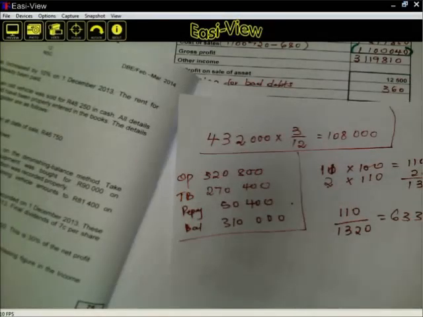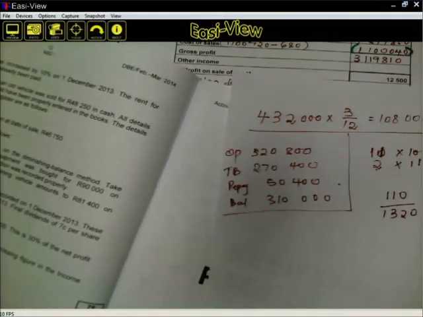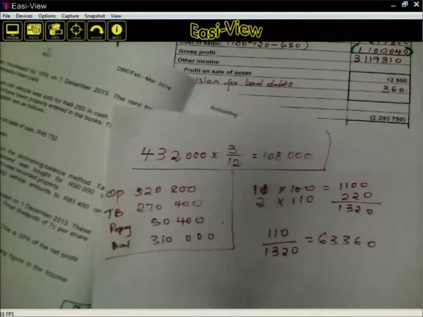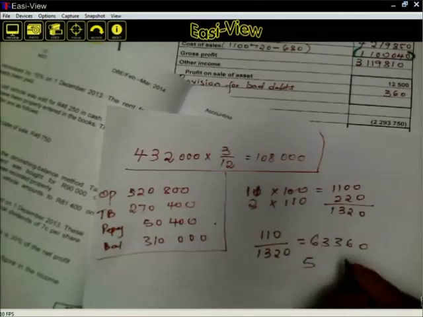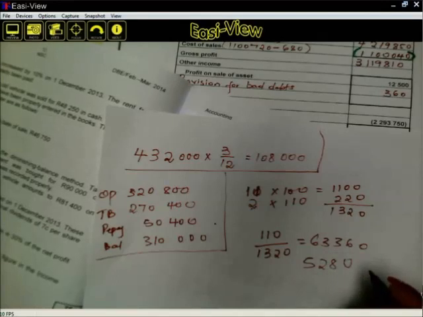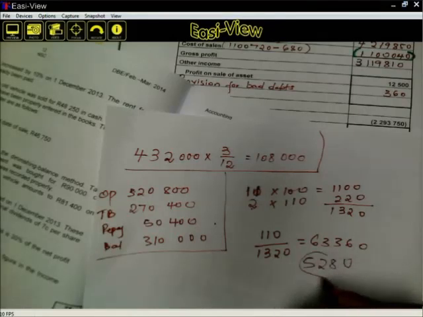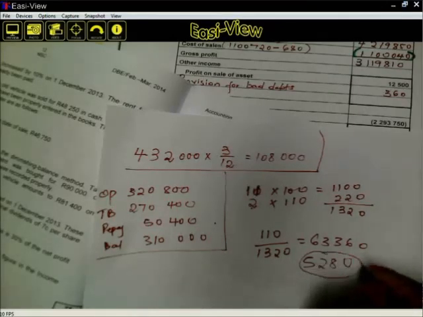There we are, 63,360. How much do we have there? We said 110 divide by 1,320 multiply by 63,360. We'll be having 5,280. So this amount should be subtracted from the rent.